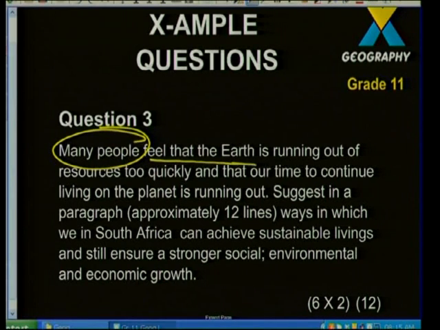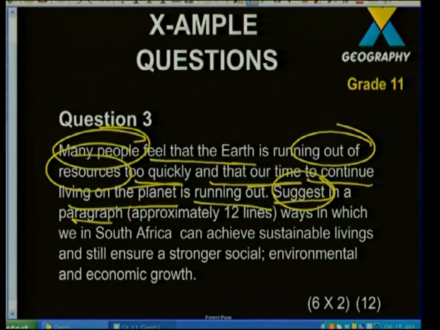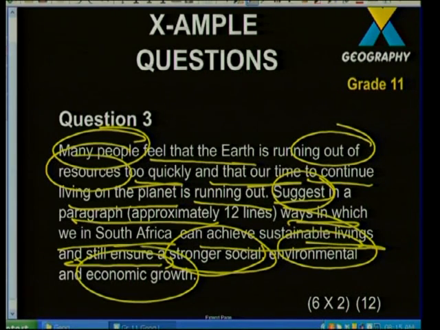A typical type of question for this section. Many people feel that the earth is running out of resources too quickly and that our time to continue living on the planet is running out. And if you've been watching a lot of movies, you will see that most of our movies today are predicting the doomsday when our resources are totally depleted after high levels of exploitation. Suggest in a paragraph ways in which we in South Africa can achieve sustainable living and still ensure a stronger social, environmental, and economic growth. Remember these three concepts: social, environmental, as well as economic. How do we ensure that we always keep a balance between the three?